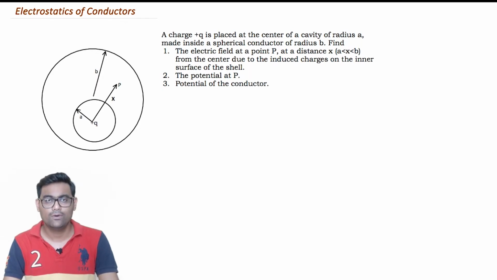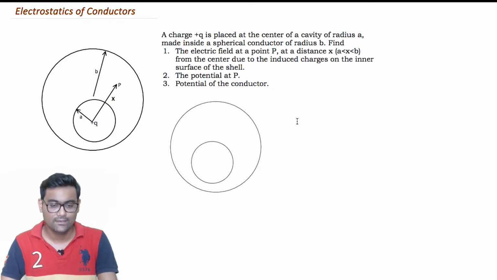Okay, so now what is the difference between this question and the previous questions that we have discussed is that the cavity made in this question inside the conductor is not concentric. The cavity is off center. So how will we solve this question? So first let us draw the charge distribution of the cavity as well as the conductor.